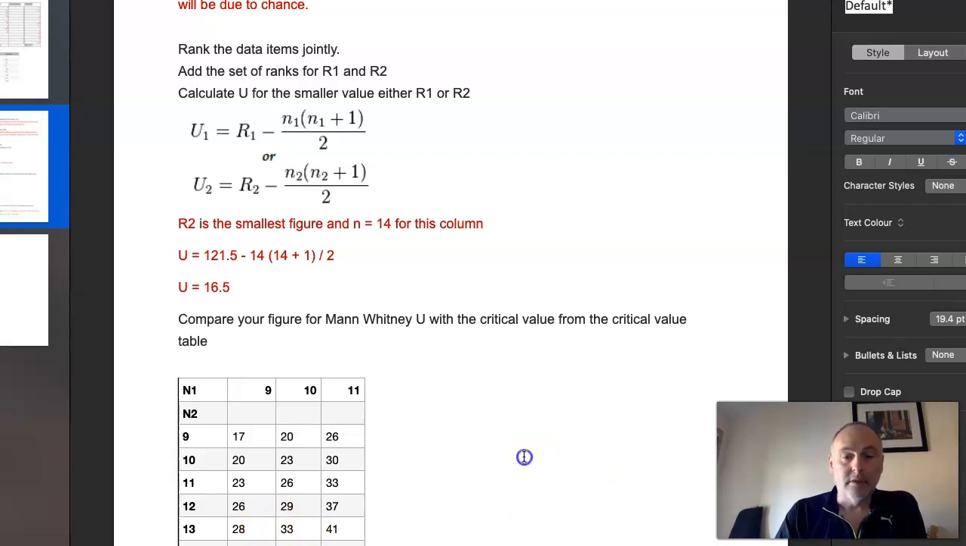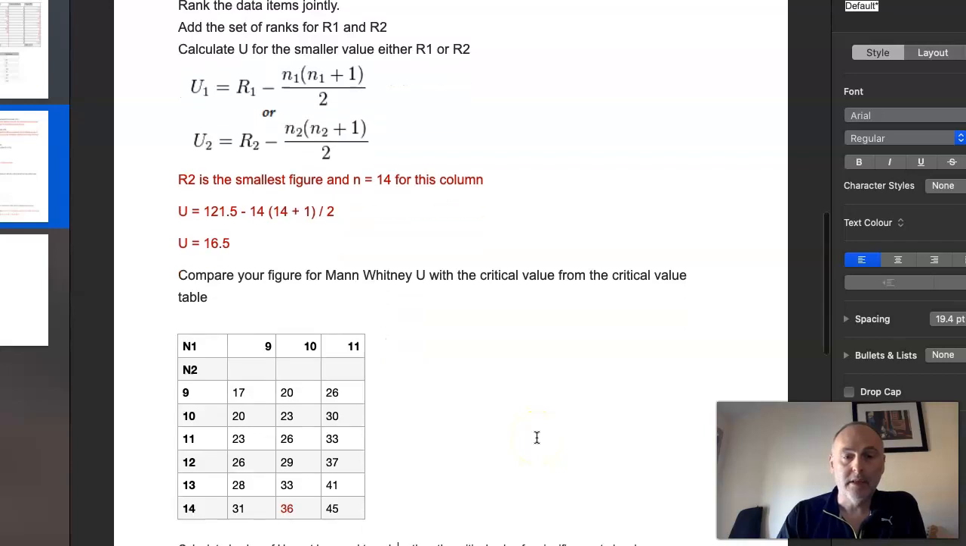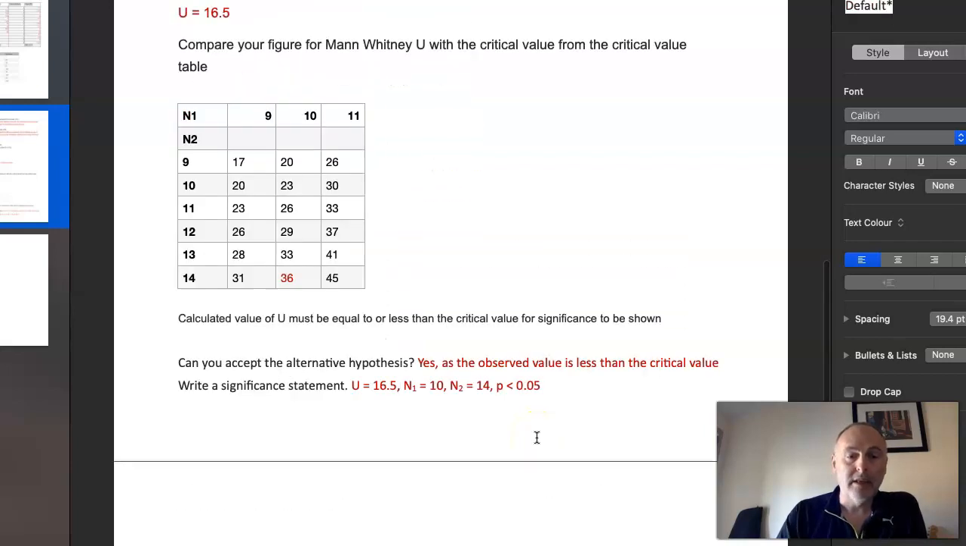Right, is it significant or not? Well, in this particular case, the calculated value of U must be equal to or less than the critical value for significance to be shown. 16.5 compared to 36, well, 16.5 is less than 36. Hooray, we've actually got something which is significant for a change. Can you accept the alternative hypothesis? Yes, because the observed value is less than the critical value. And there's our significance statement.